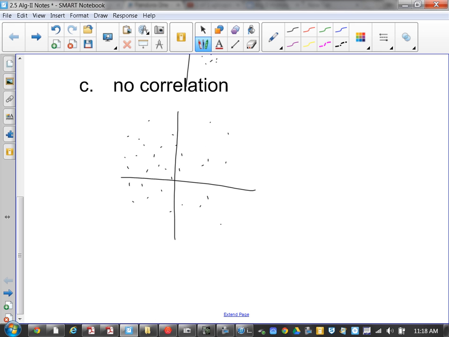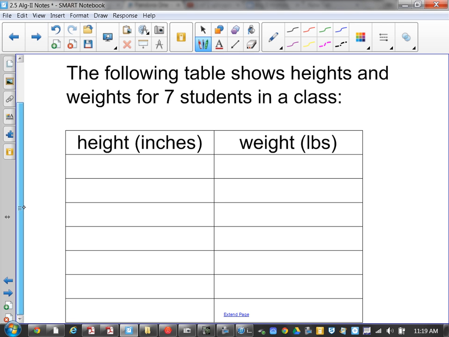So what I want to do here is look at a real simple data set, and we're going to create a scatter plot, and we're going to write the equation of it. But in this class, for some odd reason, it's just not going to work as well because there's only 4 males.